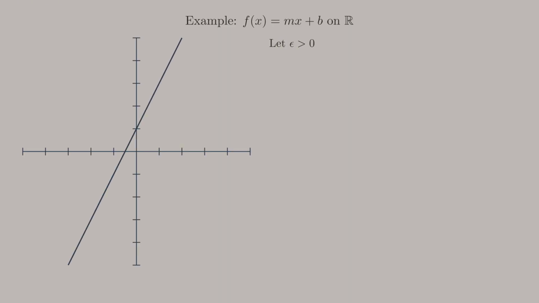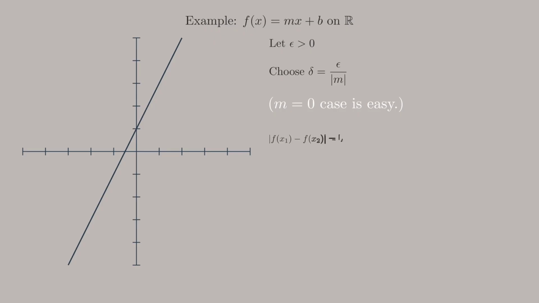Now let's look at the function y equals mx plus b on the real line. If someone picks an epsilon greater than 0, I can just let delta equal epsilon divided by the absolute value of m. And I should point out that in the case where m is 0, you have a constant function and you can pick any number for delta.